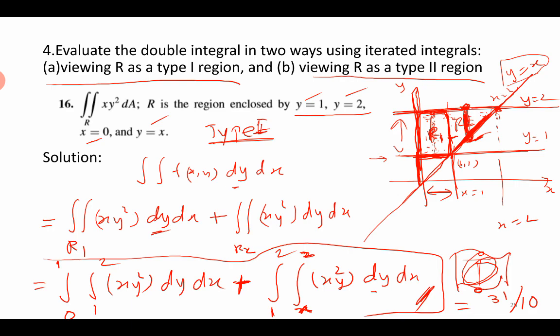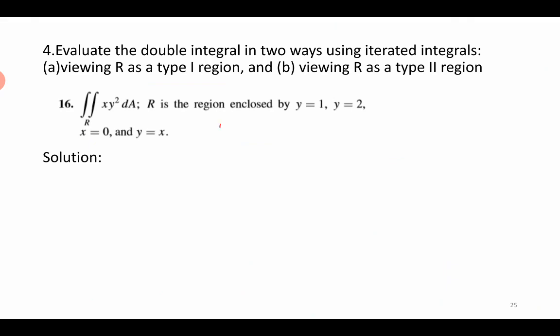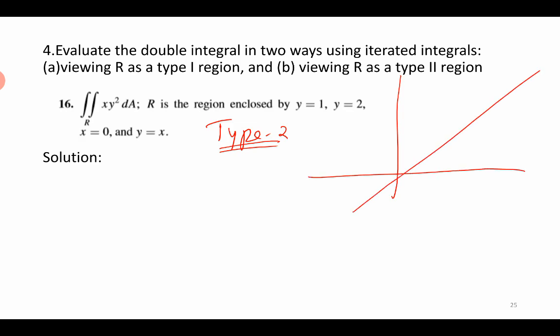If you want to integrate this problem as a type 1 region, you need to take two different regions, because the upper limit y is equal to 2 is common, but y is equal to 1 is not the common lower limit. For the first part it is okay, but for the second part it is y is equal to x. So we need to separate into two regions for type 1. But let us see what is the case in type 2. The same graph will come again. This is y is equal to x, this is y is equal to 1, this is y is equal to 2. This is the region that you are looking for.